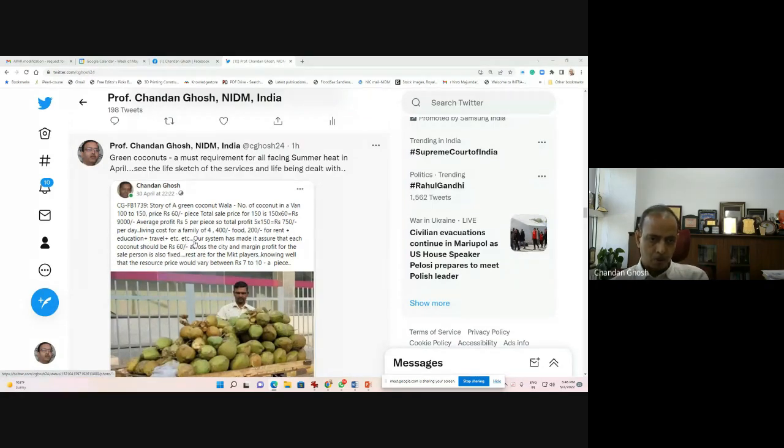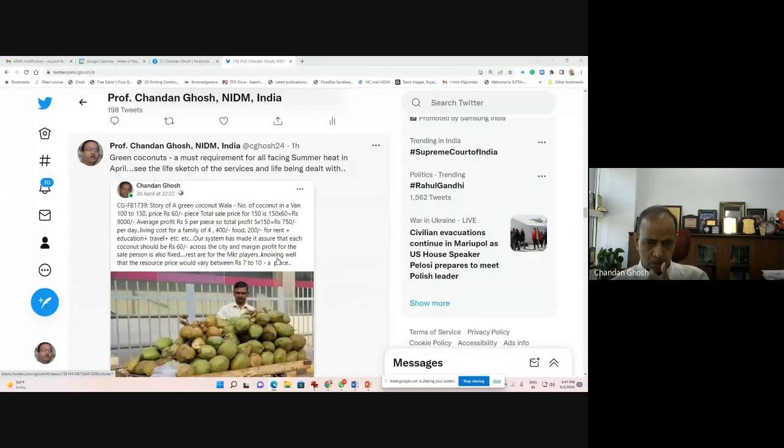which doesn't count. Our system has made it assured that each coconut should be sold at rupees 60 across the city, and the margin profit for the salesperson is also fixed, around 5 to 7 rupees if he is lucky enough. The rest is for the market players. Who are those market players? You know, knowing well that the source price would vary between rupees 7 to 10 apiece.